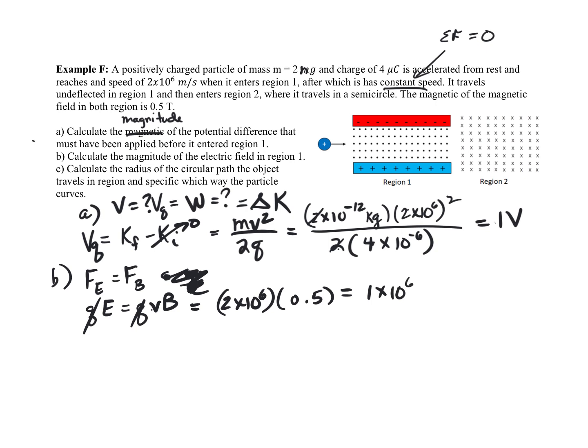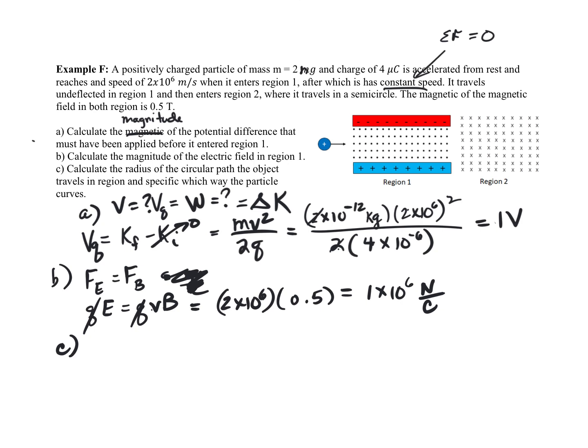What units? Newtons per coulomb. Think about how I know that so fast. What is force? Newtons. We divided it out by what? Coulombs, because of the charge. So newtons per coulomb.